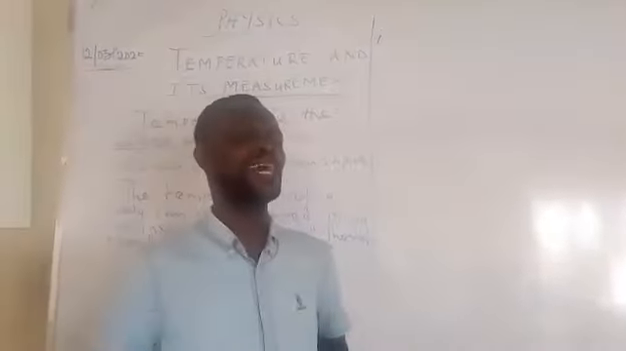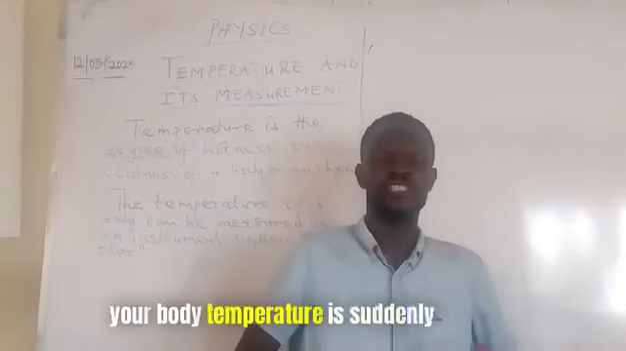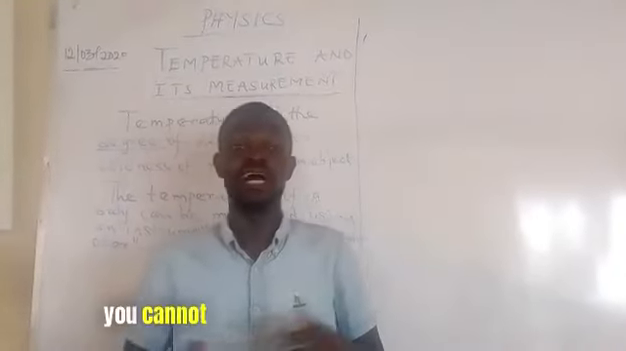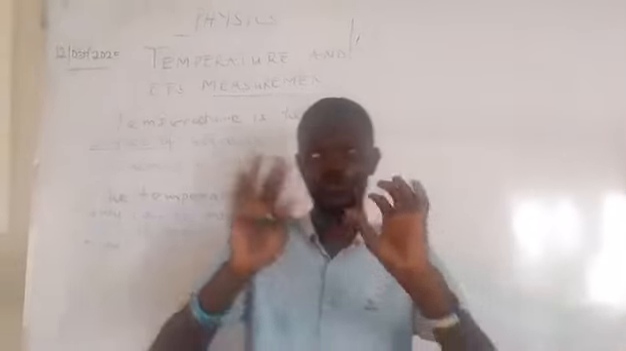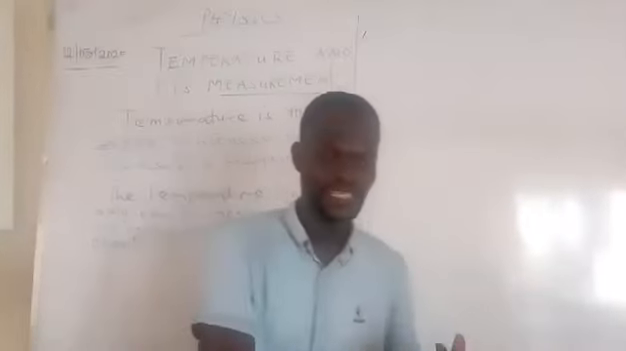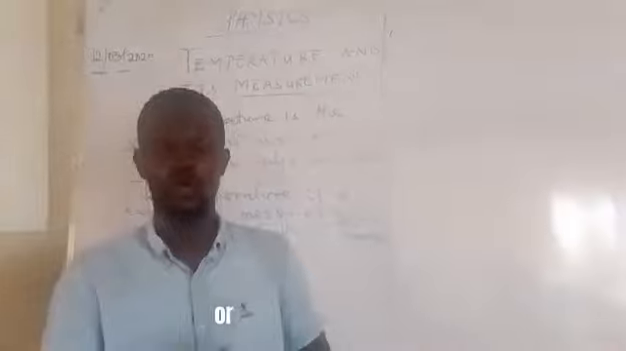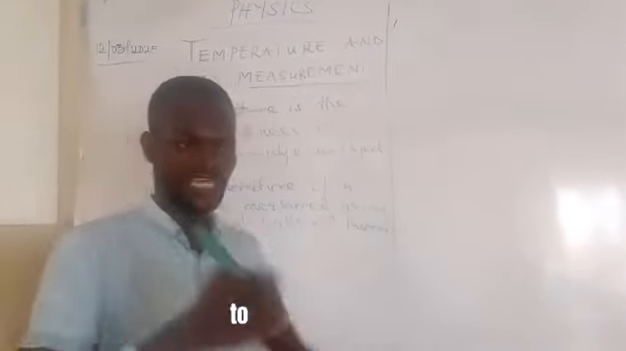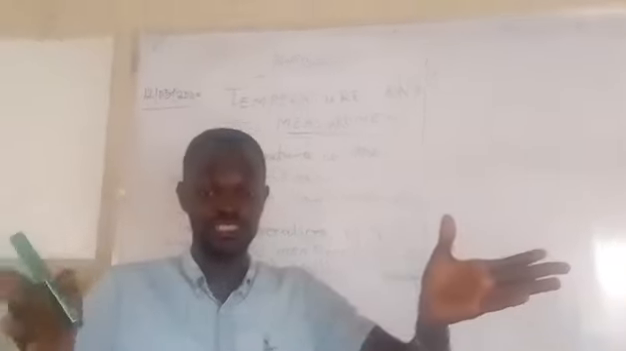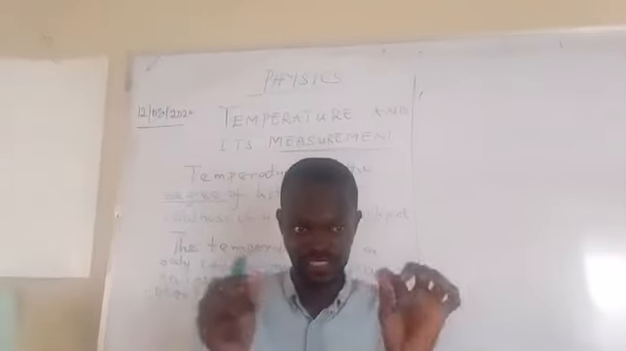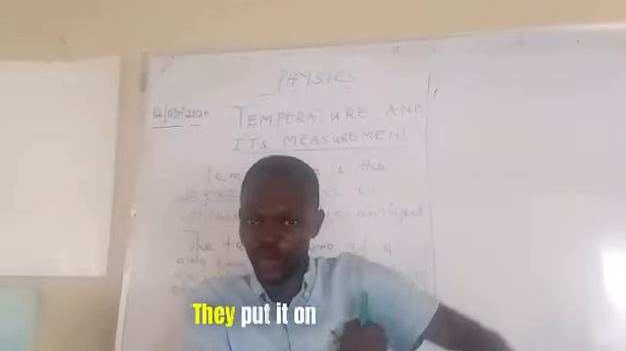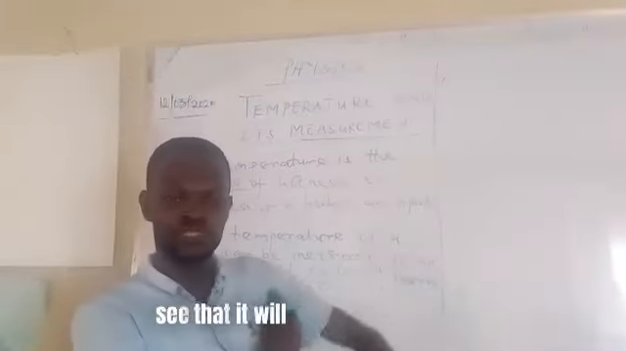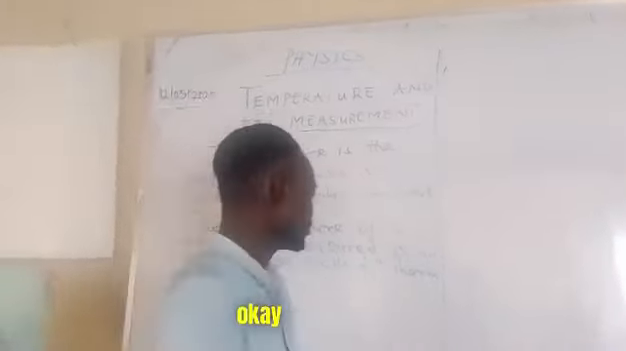So when you discover that your body temperature is suddenly hot or getting high, you cannot detect that on your own. You have to go to a clinic, a hospital, or a chemist, and they will use this instrument called a thermometer to check. You know the one you are familiar with, a clinical thermometer. You see it, a little one. They put it on the armpit, and then you will see that it will detect the temperature.